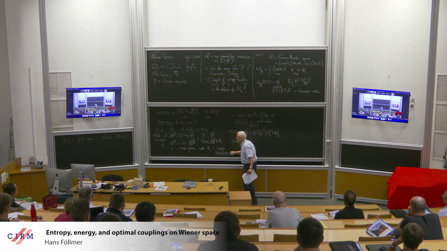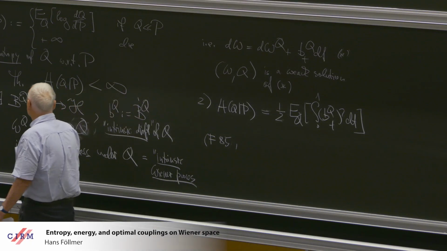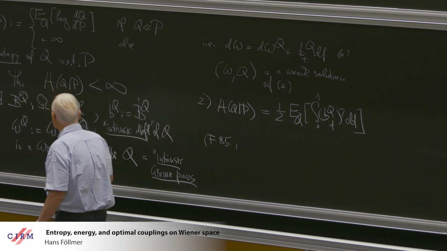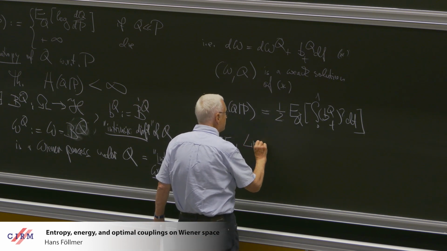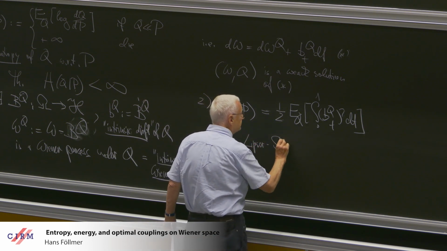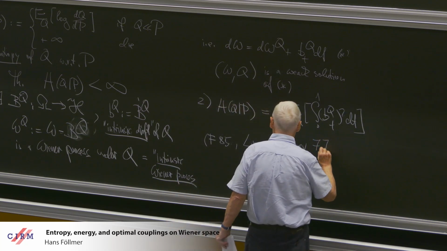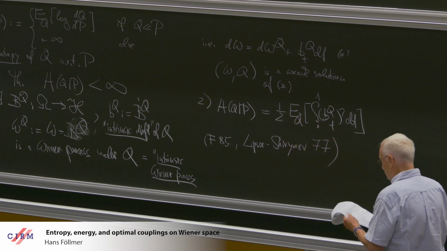The first part, which follows just from the fact that if the relative entropy is finite, Q is absolutely continuous with respect to P, is already essentially contained in Liptser-Shiryaev in their book in 77. Now, why is that of interest?